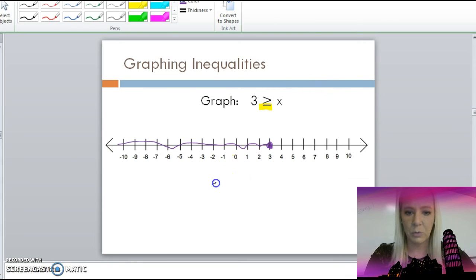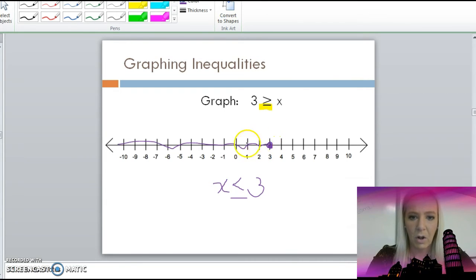Some students like to rewrite it as x. I'm going to switch my inequality symbol because I'm rewriting it backwards: x is less than or equal to 3. And it still works. I'm going to have my closed dot at 3, and all of these numbers are less than 3.